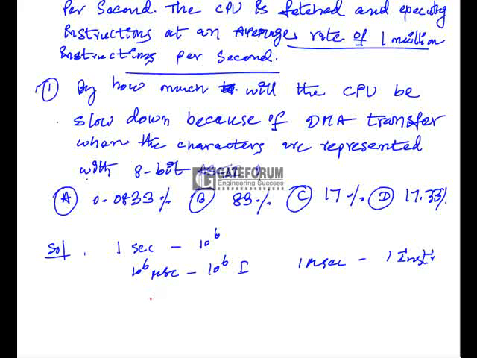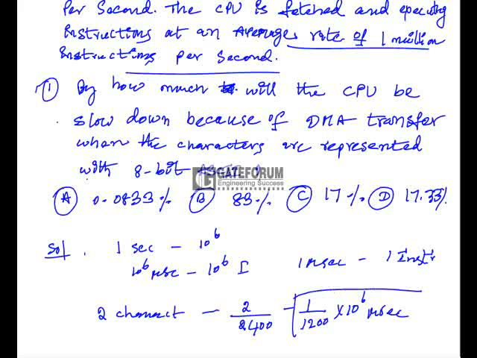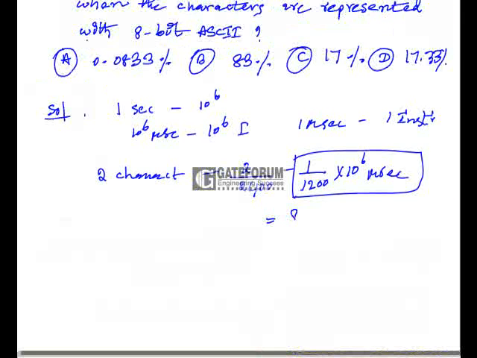That means the bus is a 16-bit bus. ASCII characters are 8 bits. 8 plus 8, so 2 characters we can transfer. So for 2 characters to transfer how much time? Because for 1 second 2400 characters, for 2 characters to transfer it will be 2 by 2400. So it is 1 by 1200 into 10 power 6 microseconds, because we have to find it in microseconds. Okay, so this will be equivalent to something like 833.3 microseconds.